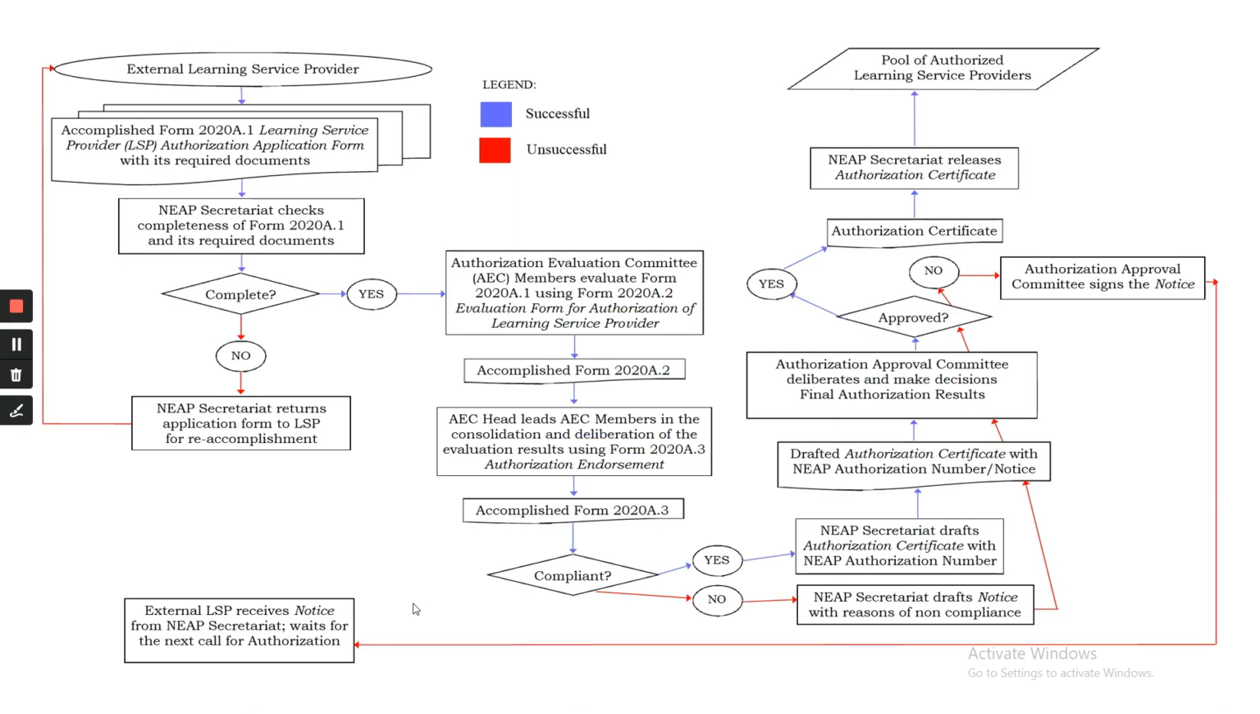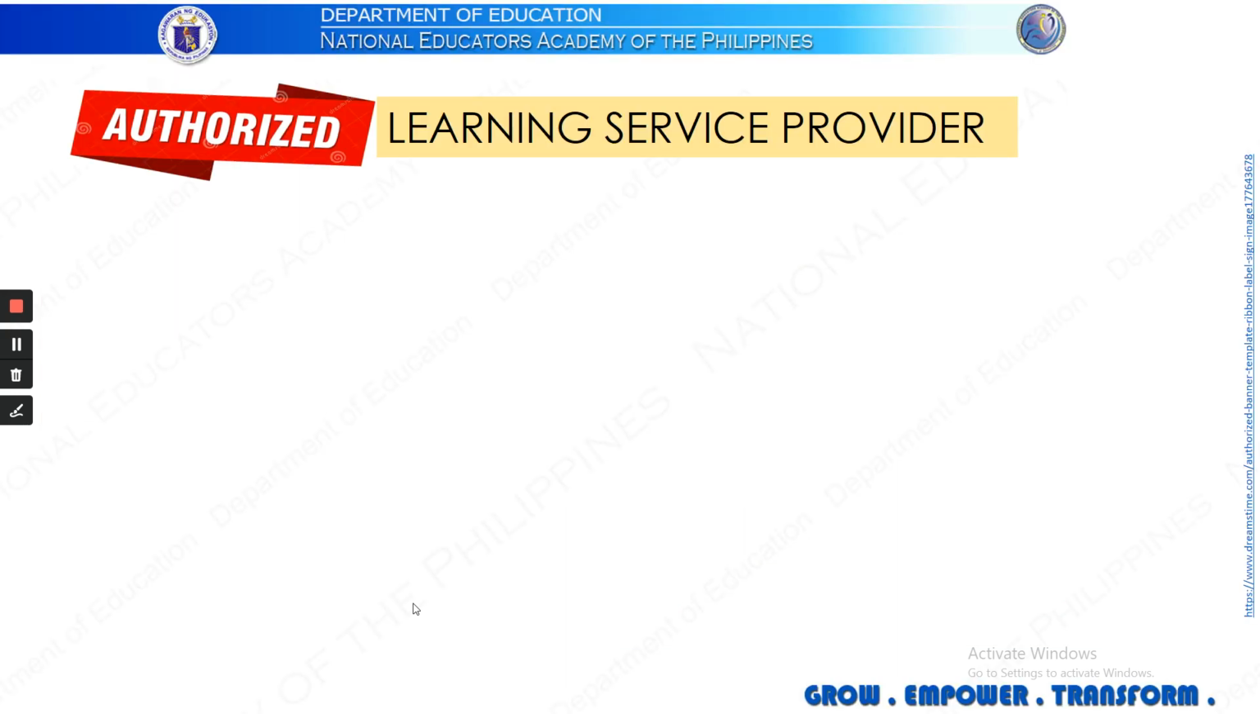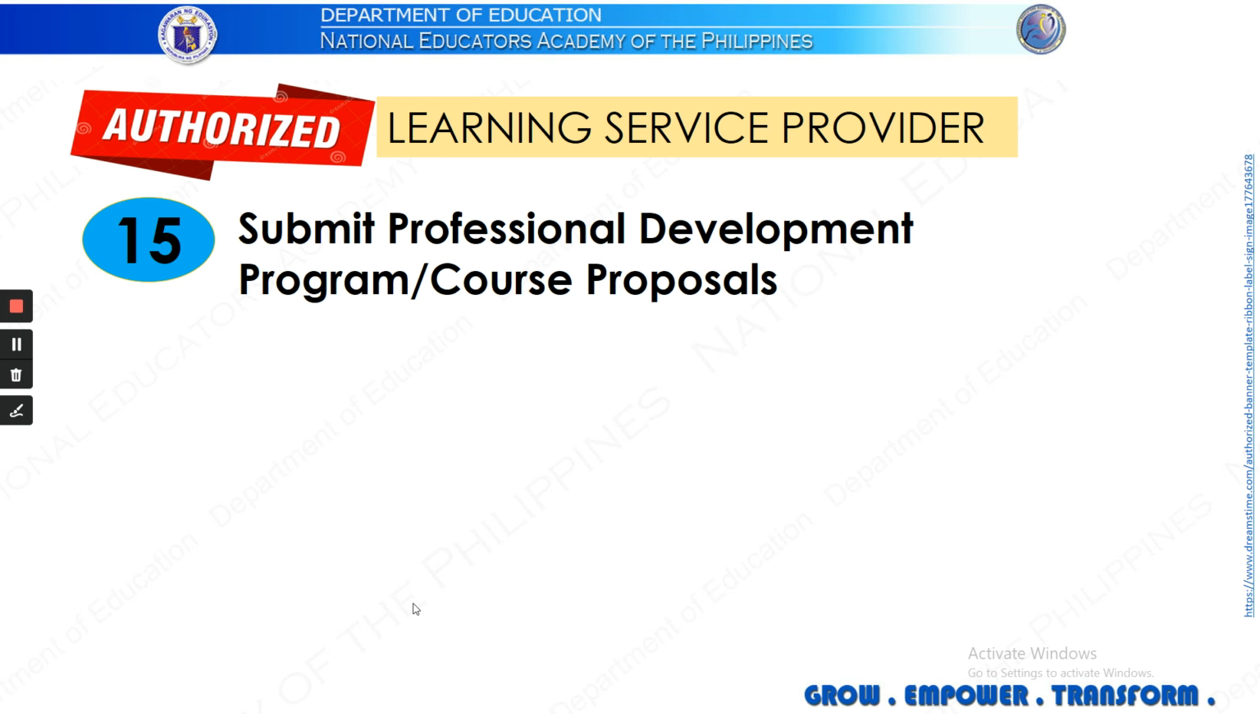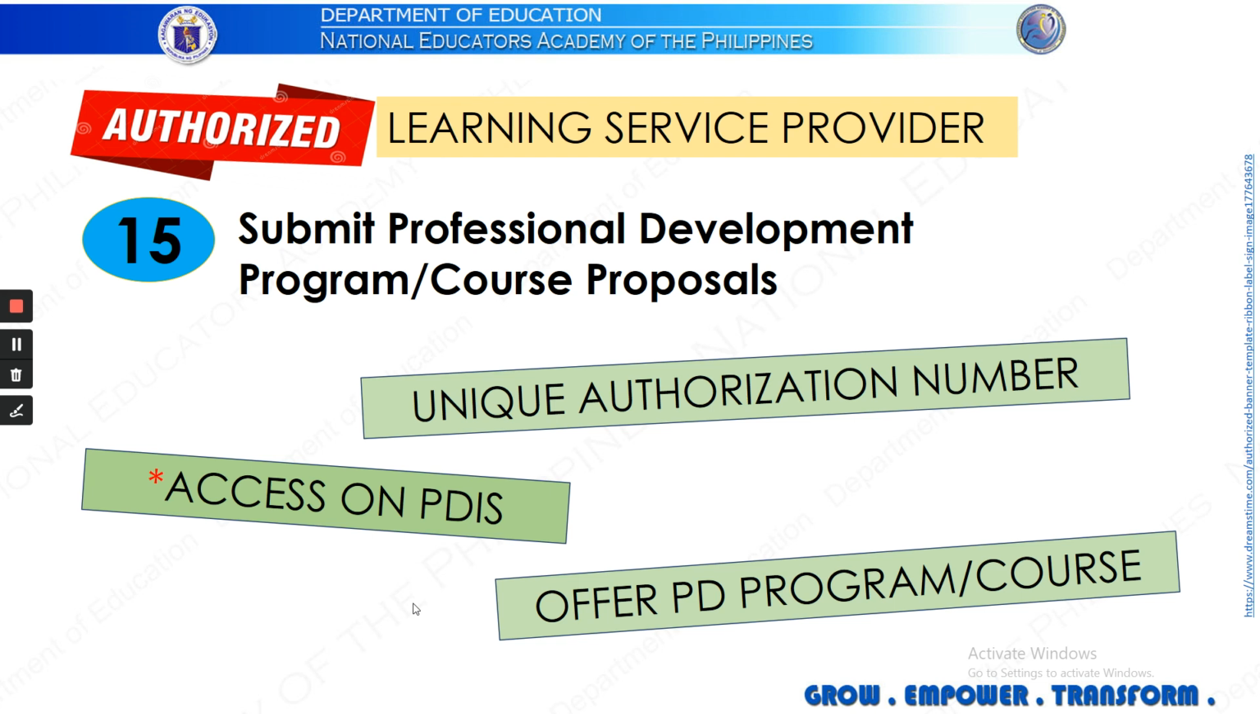So here is the complete flow chart. And now, okay, for those external learning service providers who received authorization certificates, we will call them authorized learning service provider. And this is the only time that they could submit professional development program or course proposals. Yan. Because in the recognition application form, they need to put their authorization number. It's a requirement. Okay, so unique authorization number. Then if our PDIS will be okay na po, that's the only time that they could have access on PDIS. Yan, pag na-authorize na po sila. And they can offer PD program and course na.